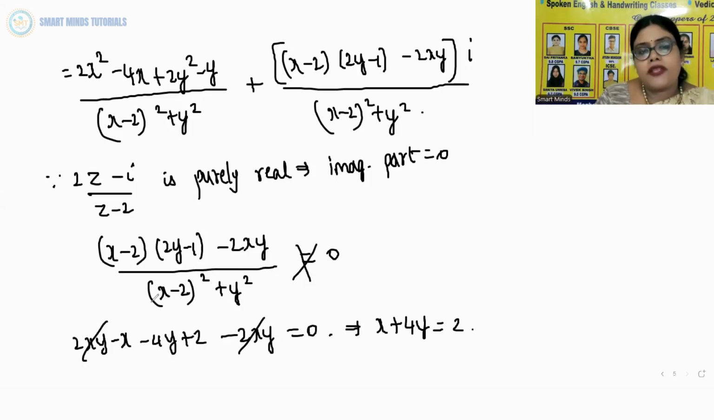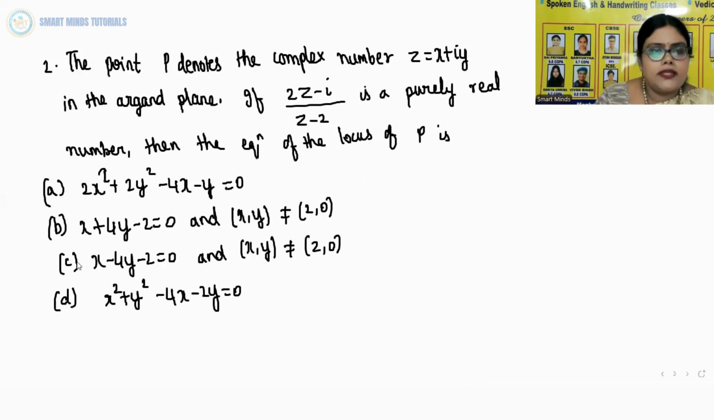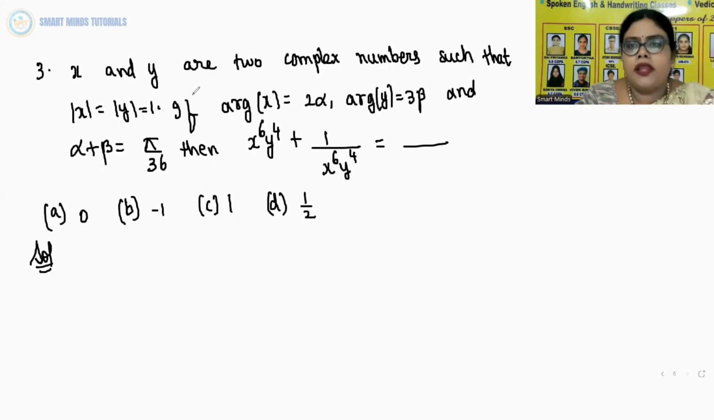So values of x and y should not be equal to 2 and 0, because otherwise the denominator becomes 0, and the whole term will be undefined. So the condition is x is not equal to 2 and y is not equal to 0. So which option satisfies this? It is option B. Now take the next question.